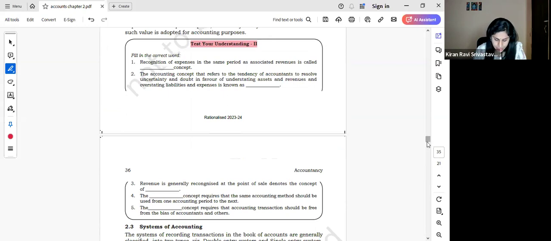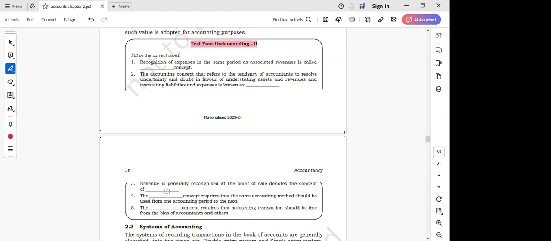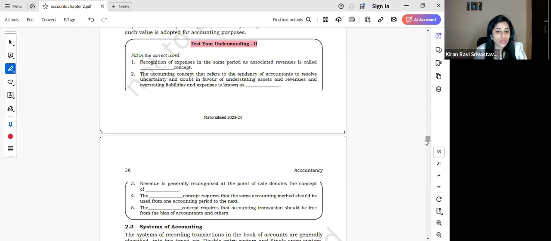Then next is revenue is generally recognized at the point of sale. Denotes the concept of dash. We have done one concept on revenue, last to last class. Revenue is generally recognized at the point of sale. I have given the example of Flipkart. I have just placed an order on a book. Ma'am, I think it is revenue principle. Yes, it is. It's called revenue recognition concept or realization concept.